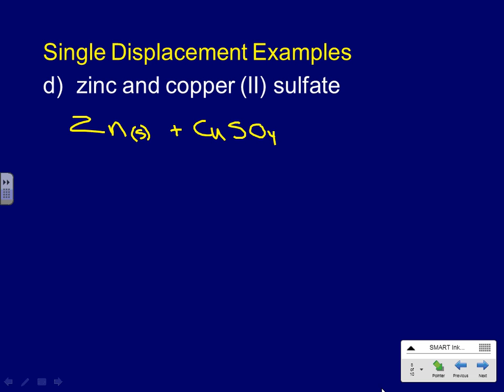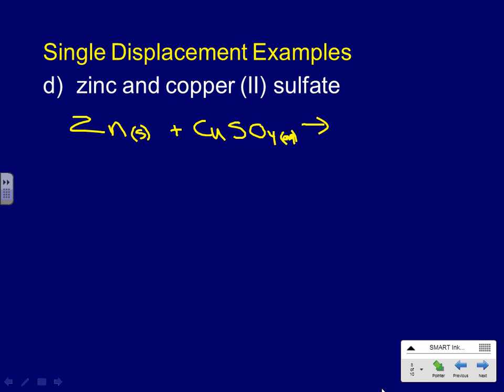Copper is 2, it says it right there. Sulfate is 2, so 2 and 2, right? And that has to be an aqueous solution. We have to have that dissolved. We're putting a hunk of copper in a solution of copper 2 sulfate.